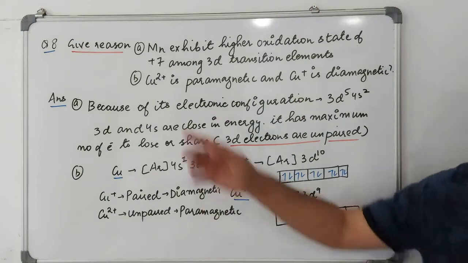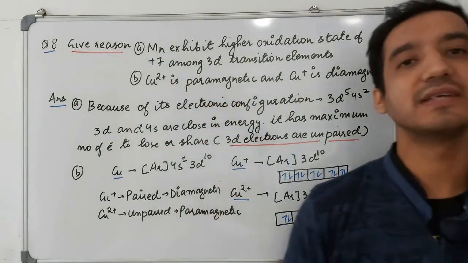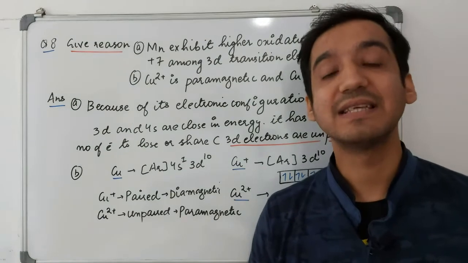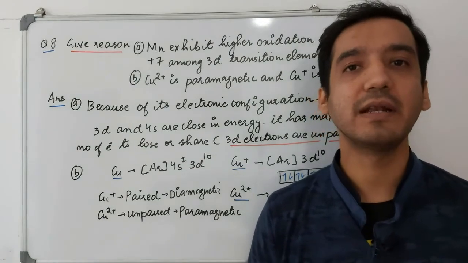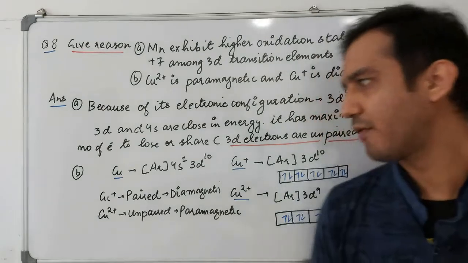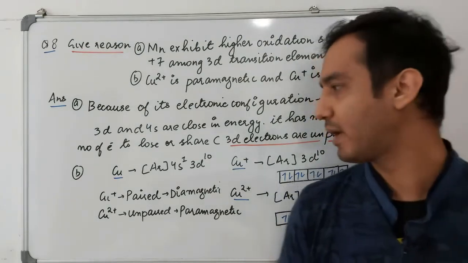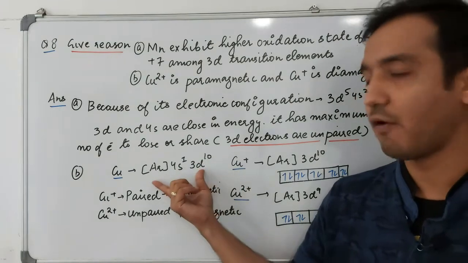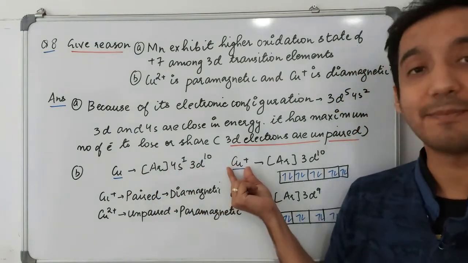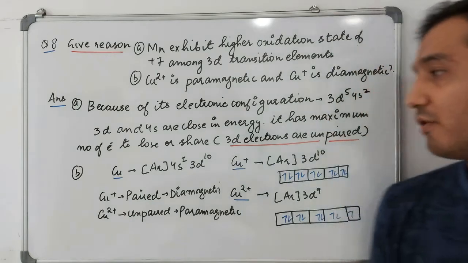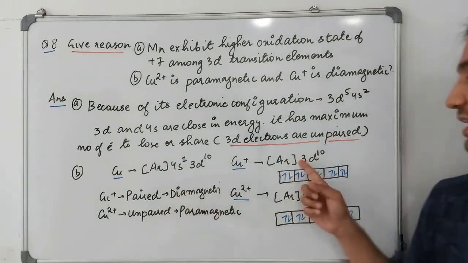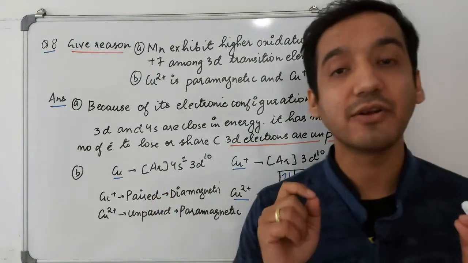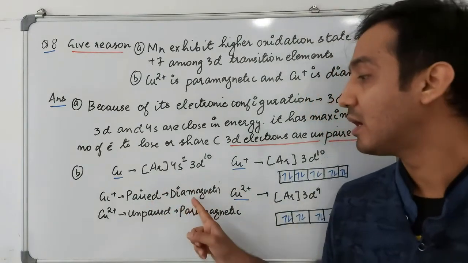Next question. Copper 2 plus is paramagnetic, whereas copper plus is diamagnetic. Remember, paramagnetic means it has unpaired electrons, diamagnetic means it has paired electrons. So if you write the electronic configuration of copper, it is Ar 4s1 3d10. This is of copper. If you write it for copper plus, in copper plus 1 electron will be removed from the 4s, you get 3d10. So all the electrons are paired. As a result, if all electrons are paired, the substance will be diamagnetic.